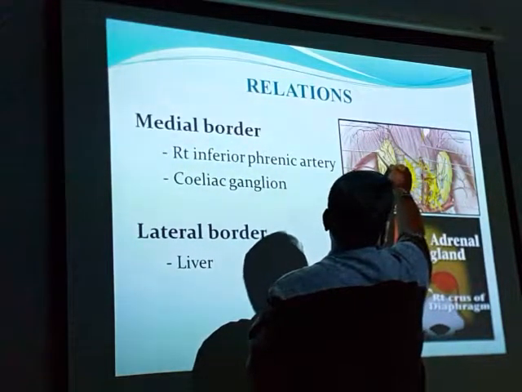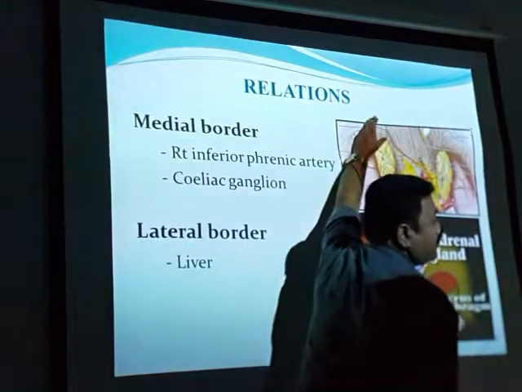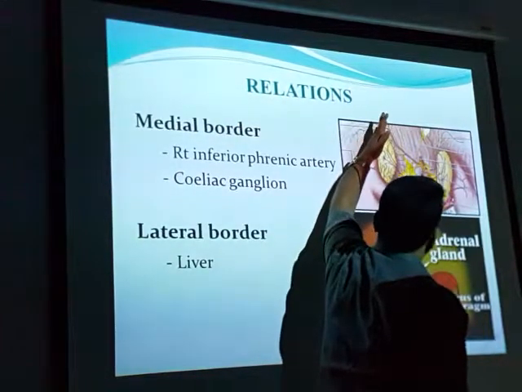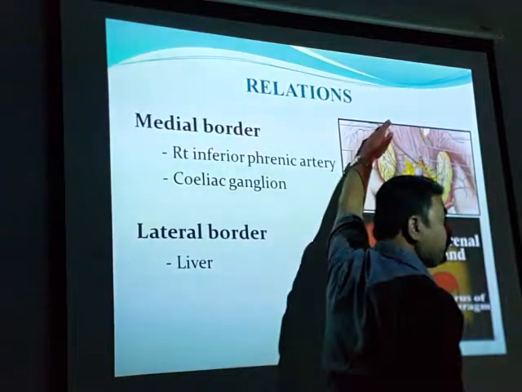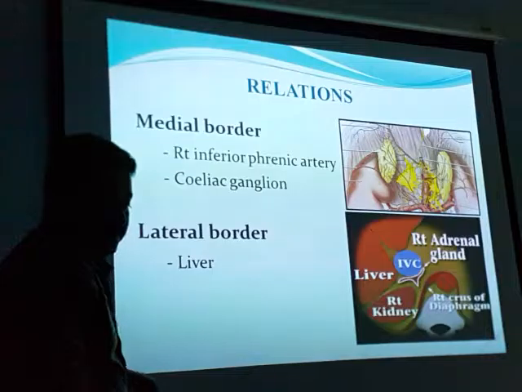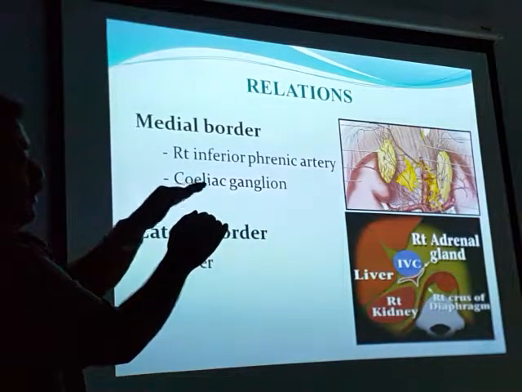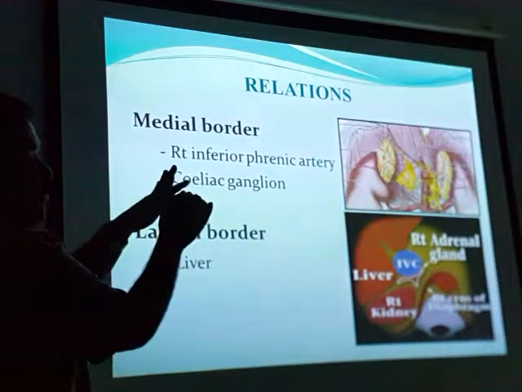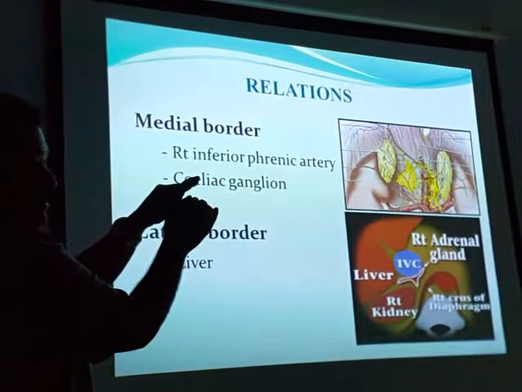Here is the lateral border, isn't it? The lateral border is related to the liver. The liver is supposed to be like this. So the lateral border of the right suprarenal gland is related with the liver.